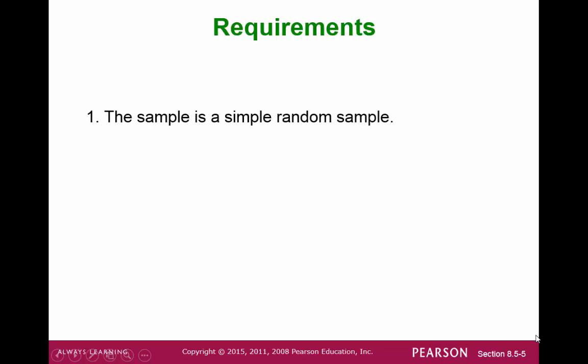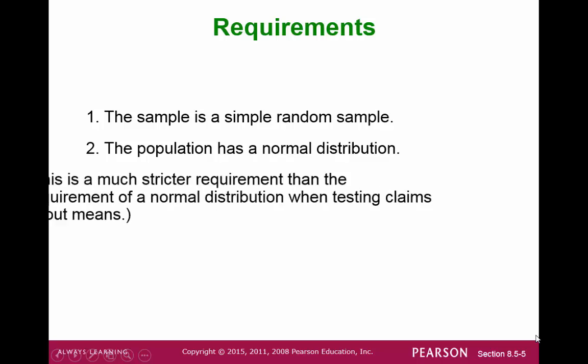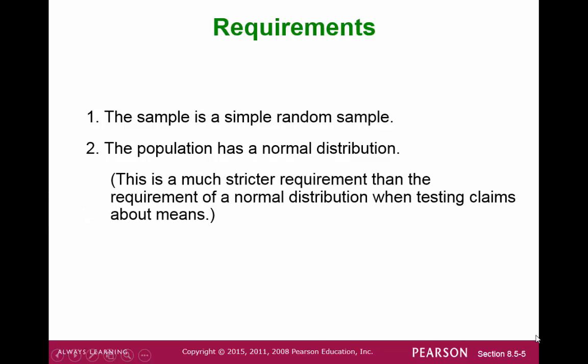So we got some basic requirements. We want to make sure that the sample is simple and random, and we want to make sure the population has a normal distribution. Now this has a stricter requirement because it uses a lot of other ideas that require it to be a normal distribution.